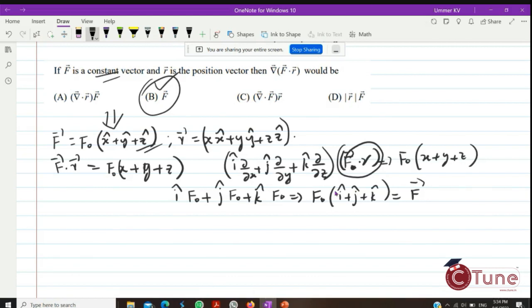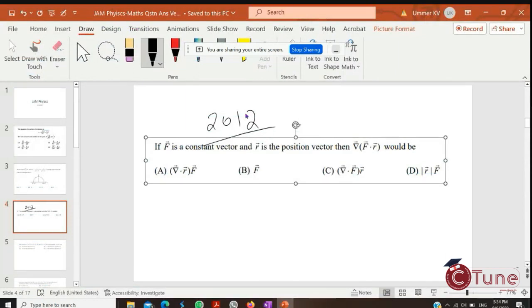These are 1 mark questions. Okay, now next one is in 2014. So remember in 2012 some questions.